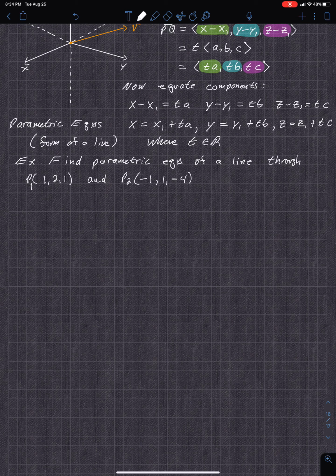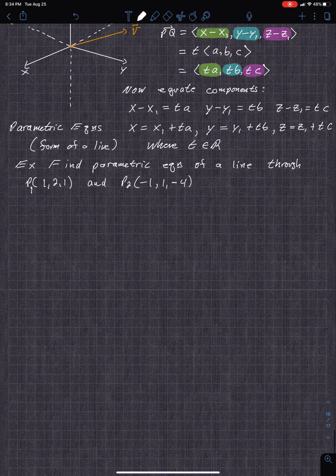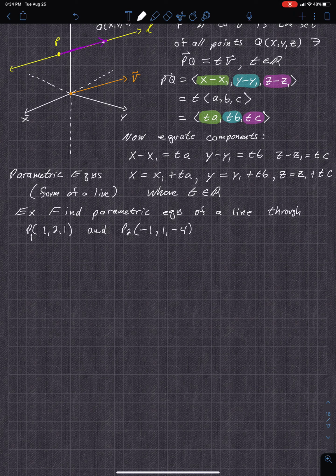Okay, so you have 2 points in space. You don't need to write them, but basically what you do first is construct your vector v out of those 2 points. So you basically create your direction vector.